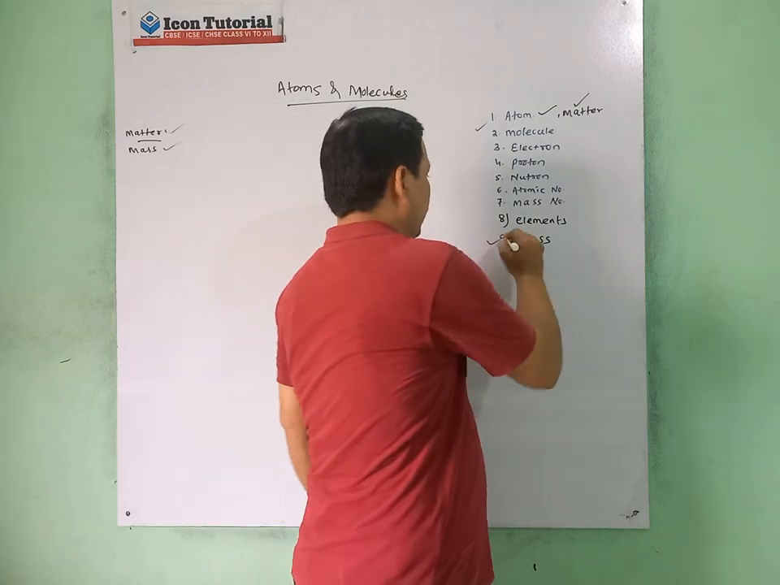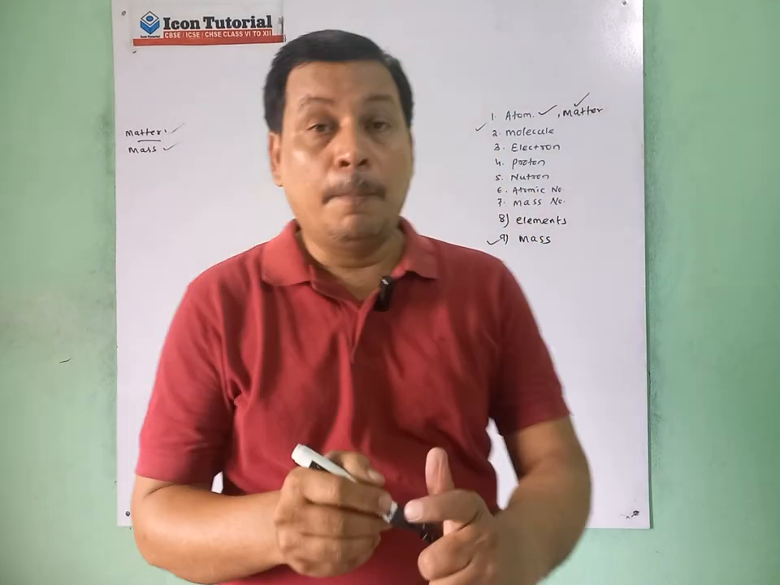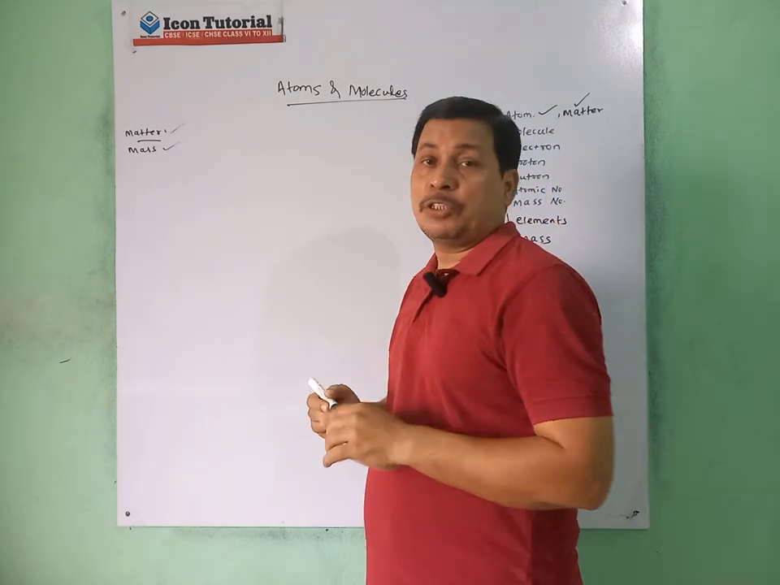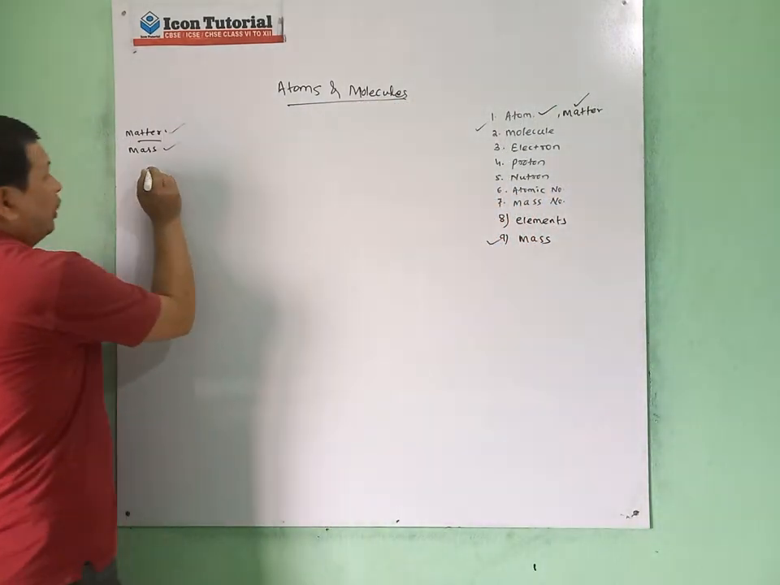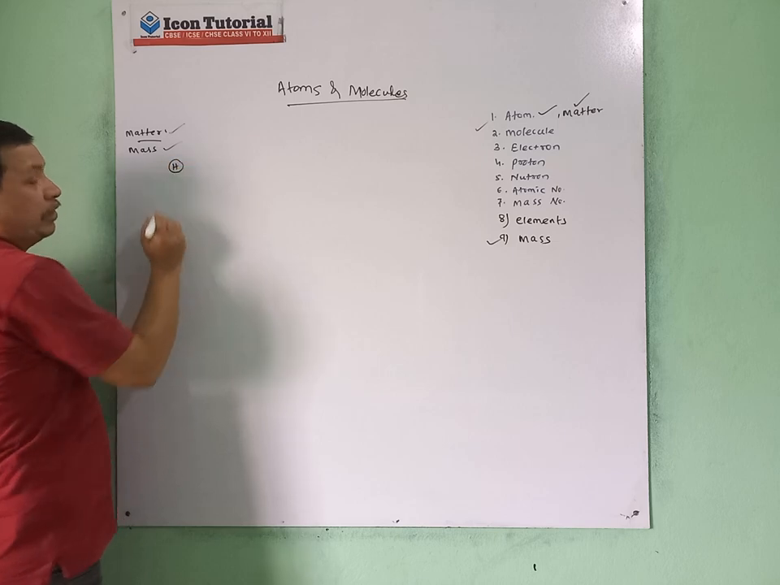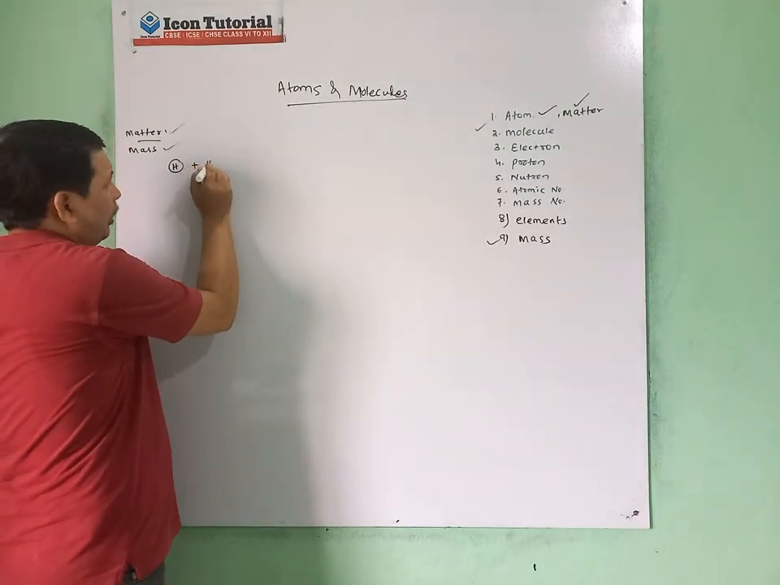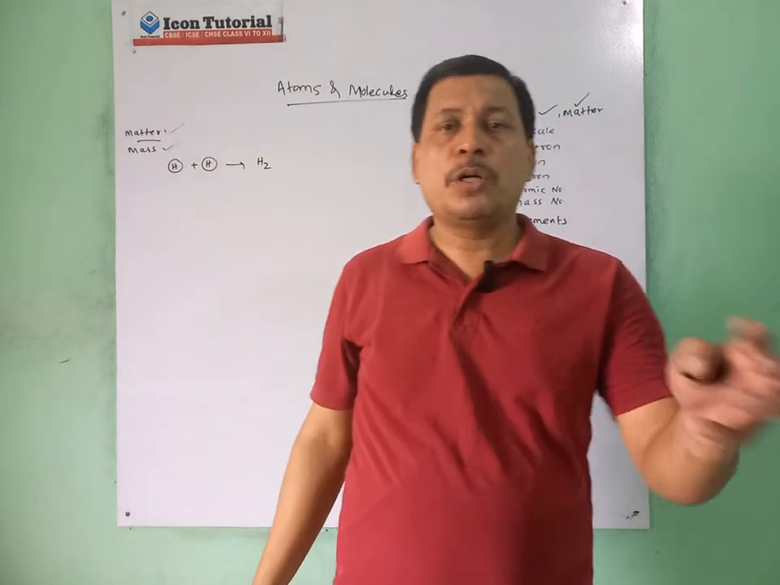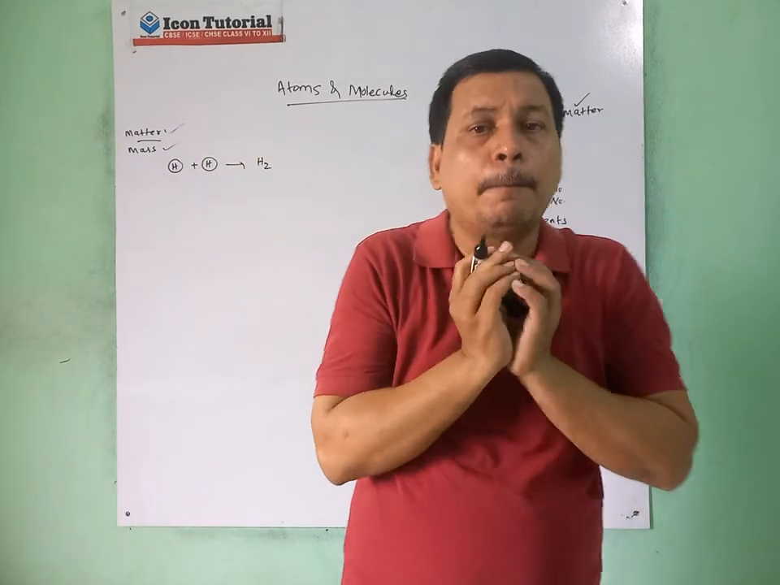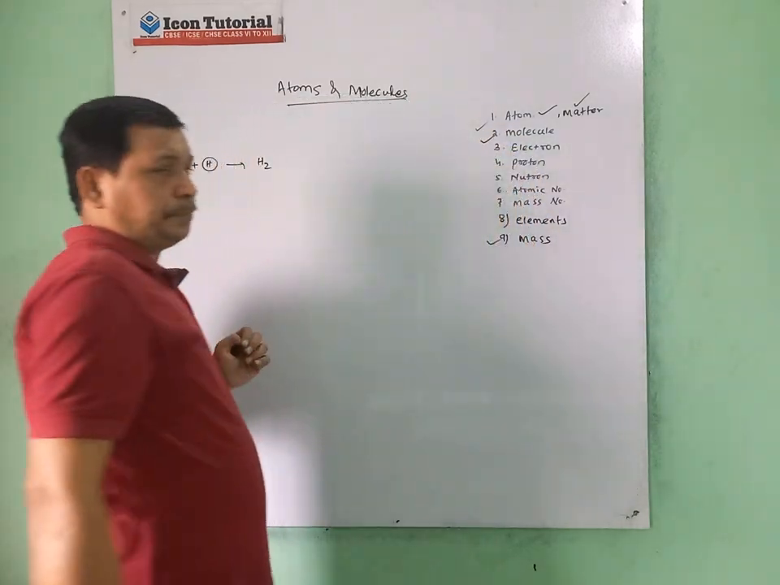Okay. So matter and mass are clear. Next, what is molecule? Molecule means two or more atoms combined together form a molecule. For example, suppose hydrogen is an element or one atom. When two atoms combine together, hydrogen and hydrogen, that is one molecule. So two or more atoms together form a molecule, right? Next, electron.